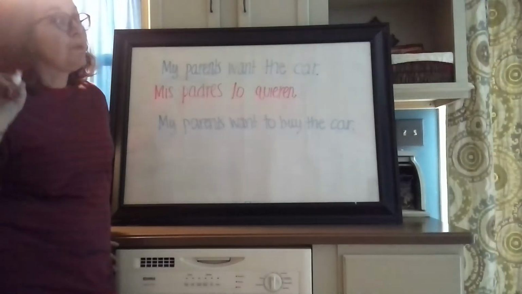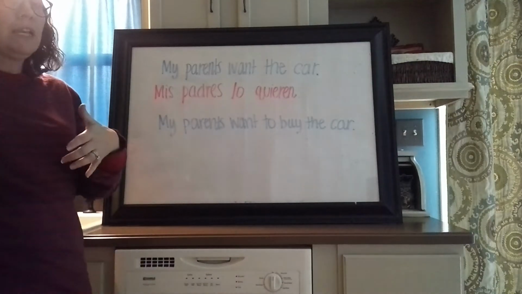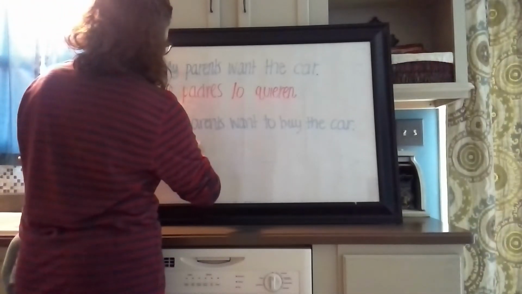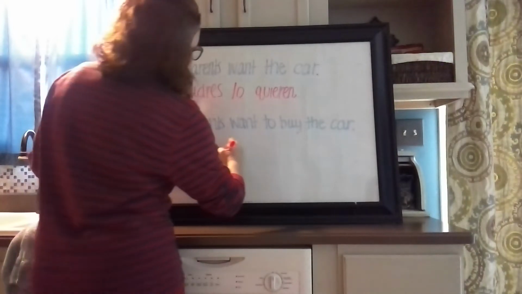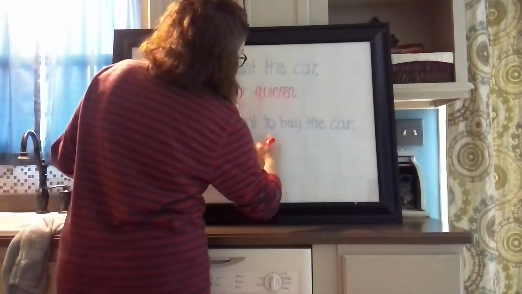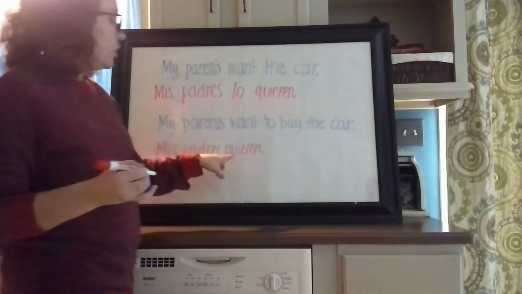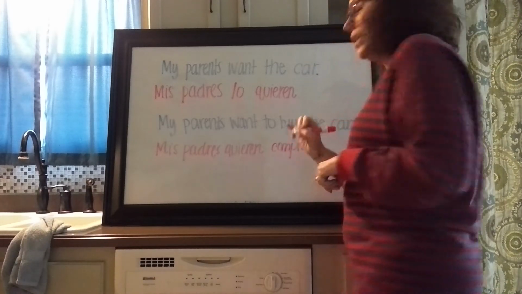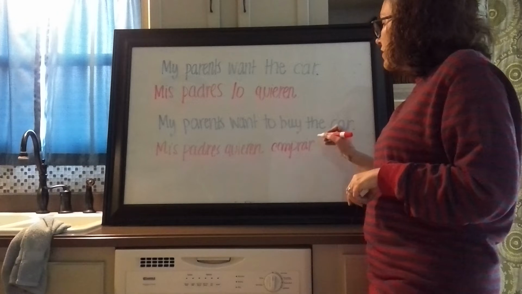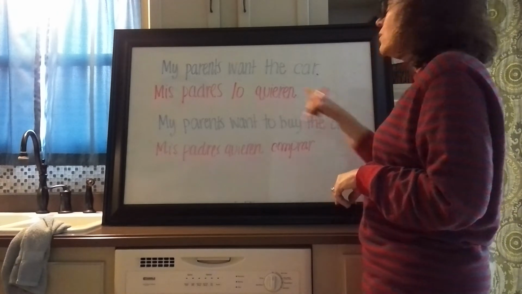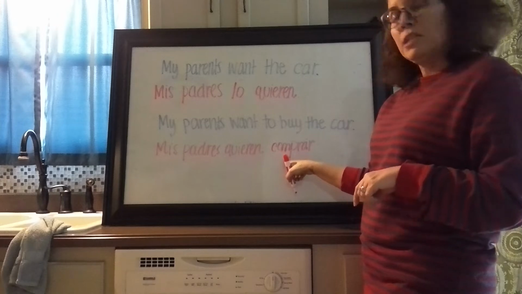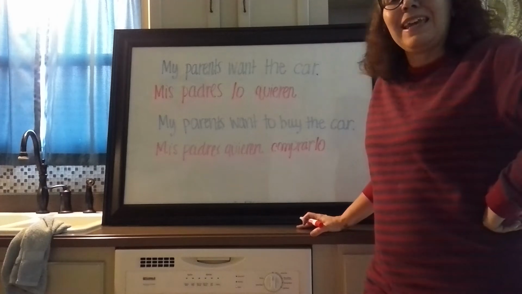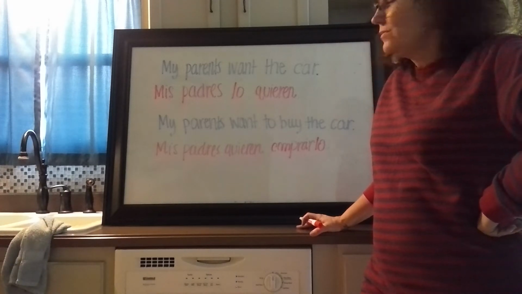My parents want to buy the car. We've added to buy in here, and that changes the entire structure of our sentence. Mis padres. It's still quieren, they want, but now they don't want the car, they want to buy the car. To buy is comprar. We're going to leave it alone because we can't conjugate two verbs in a row. They still want to buy what? The car, which is still lo, but now because this is in the infinitive, we're going to attach it to the end. Mis padres quieren comprarlo. Bueno?